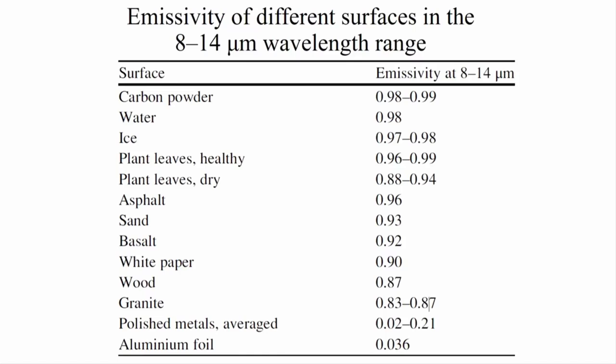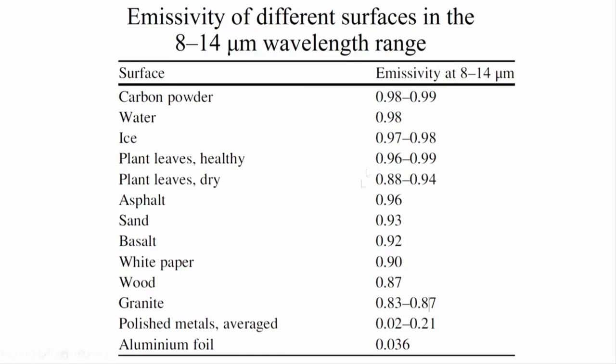Sand will have an emissivity of 0.93. Basalt will have an emissivity of 0.92. White paper will have an emissivity of 0.90. Wood will have an emissivity of 0.87. Granite will have 0.83 to 0.87. Polished metal will have an emissivity between 0.02 and 0.21. Aluminum foil will have an emissivity of 0.036.